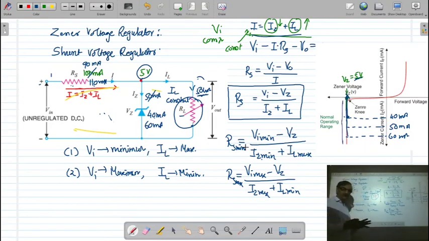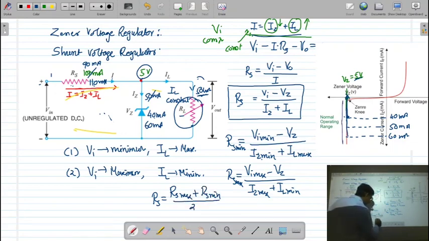If it is fixed, if in your requirement you are going to draw a large amount of current, then you can use the Rs minimum value. But if it is going to be variable, then the value of Rs we can take as the average: Rs maximum plus Rs minimum divided by 2. That will give you the average value. Okay? So in this way, you can select the value of Rs.